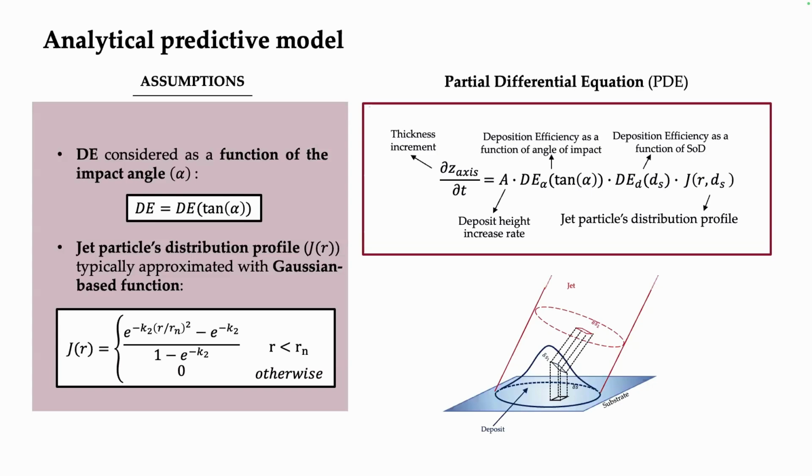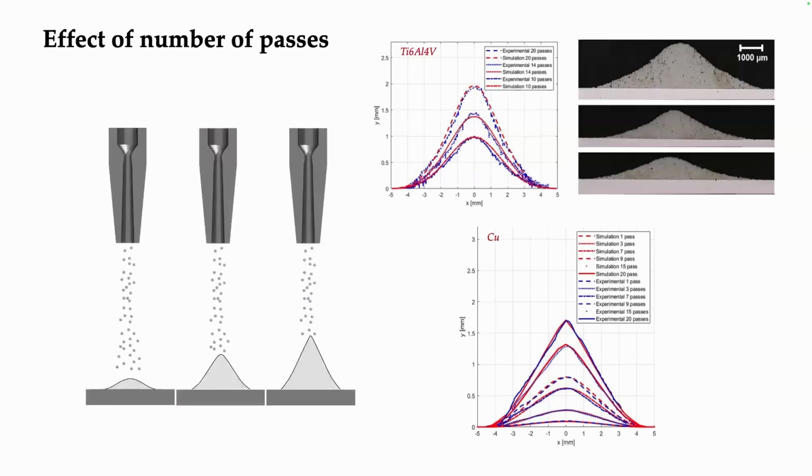We have applied this analytical model on the elementary unit shape, which is the single track cross section, to validate it for different materials. And here are the results, especially showing how, as we increase the number of passes, the Gaussian shape evolves to a triangular shape. These are the cross sections of the experimentally deposited samples with 10, 14, and 20 passes of TI64. And here you can see in this graph the comparison of the numerical data, the red lines, and the digitalized images of the cross sections, which show very good correspondence with the experimental data.